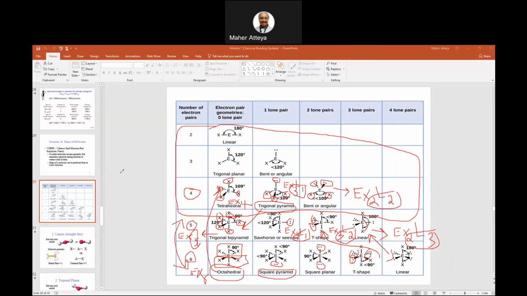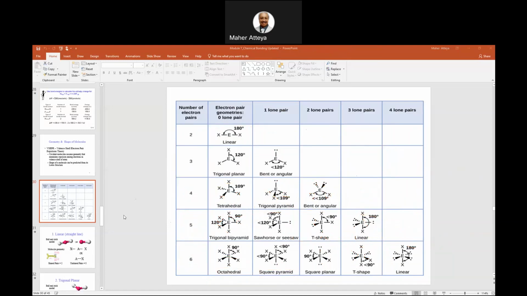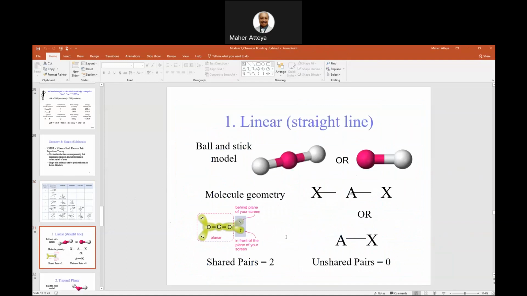So let's look at the examples here. Let me take this one out and look at this. Here you have the carbon dioxide. The carbon dioxide, again, we want to go and look at the whole thing here. Here is your E. This is your E. The central atom is the core of the molecule. No lone pair. This is X.